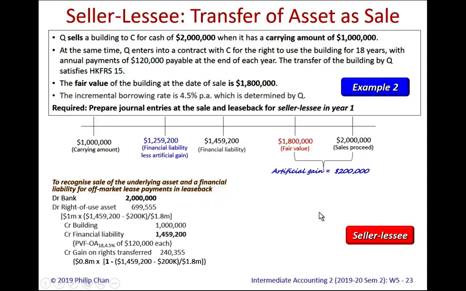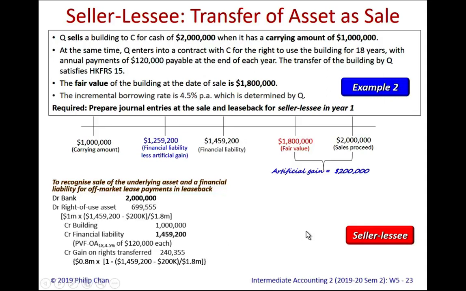So we have 699,555. Okay, so the concepts that we have applied so far are exactly the same as previously suggested. Remember, to determine the artificial gain, you compare sales with fair value, then you have the artificial gain. To determine the existence of gains on rights transfer, you compare sales with financial liability. And in this case, of course, you have a gain from rights transfer. So you should not be surprised that you have that.